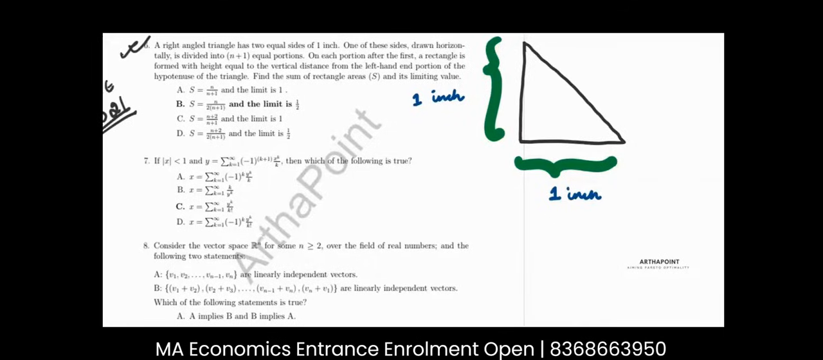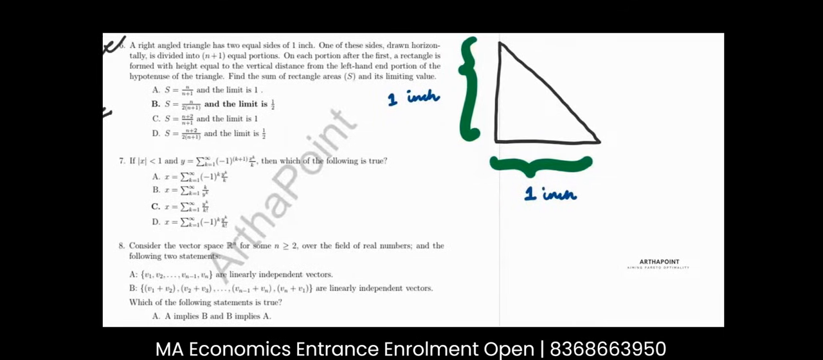Of 1 inch each. This is 1 inch, and this is also 1 inch. One of these sides drawn horizontally is divided into n plus 1 equal proportions. So, just see here, I'm dividing this equally. So this one is divided into n plus 1 equal proportions.